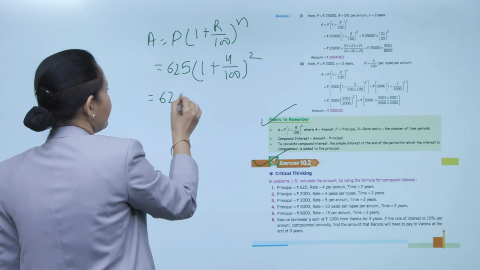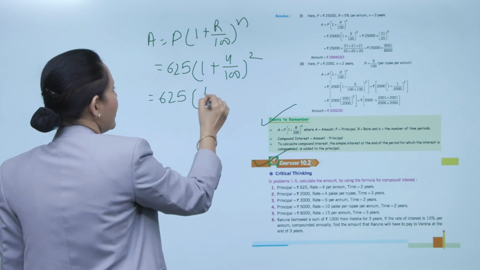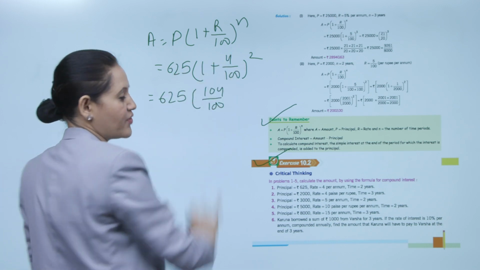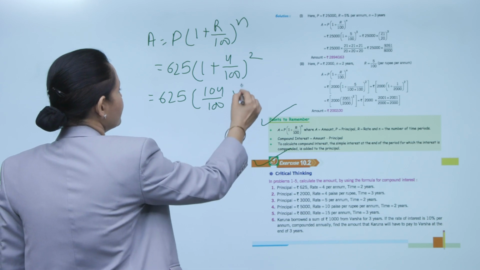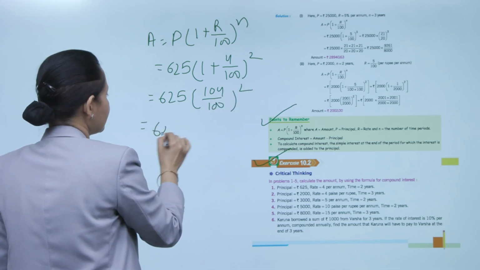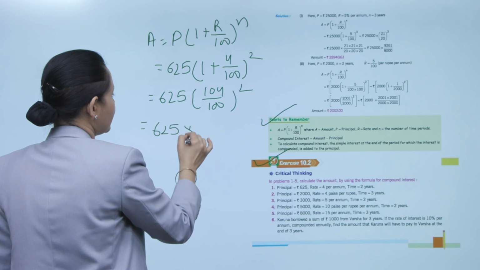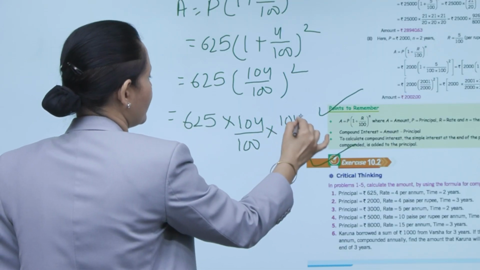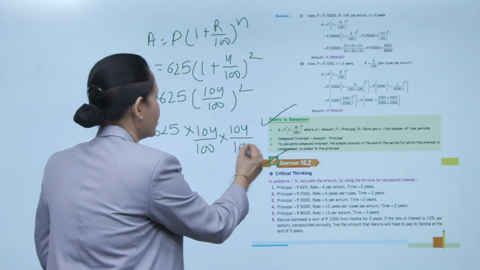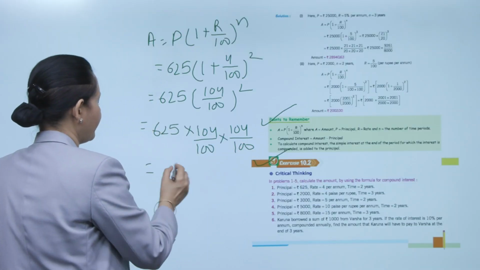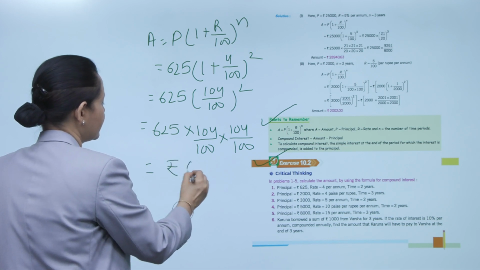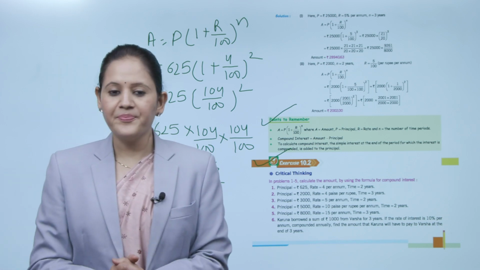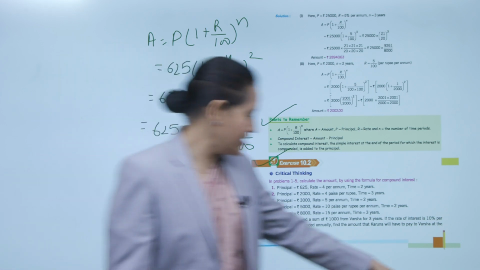So 625, 104 upon 100. Taking LCM 100, 100 plus 4, 104, to the power 2. 625 multiplied by 104 upon 100 into 104 upon 100. So we will solve this, that is rupees 676. That is the amount. Clear? Practice all the questions of this exercise.